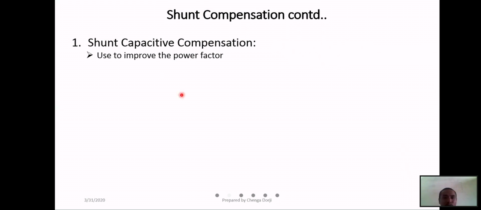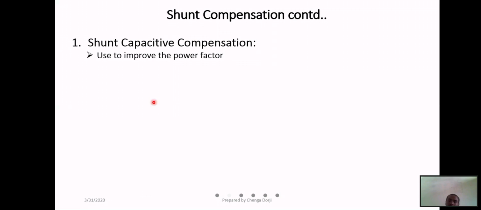If you all are not able to answer, please check it. You have already studied, because it actually draws a current from the line which leads the voltage by a certain angle. So already there is the lagging current which is drawn, and it will try to compensate it and minimize the angle of lag.